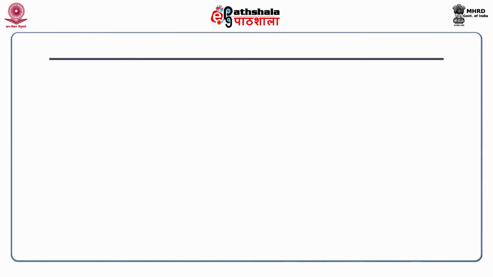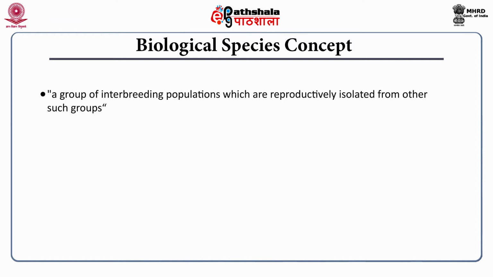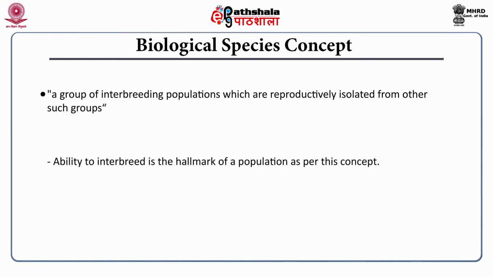The second concept, the biological species concept, which used to be the main concept before the phylogenetic species concept was introduced, is still popular among zoologists. Here the species is defined as a group of interbreeding populations which are reproductively isolated from other such groups. So reproductive isolation is the one defining feature of the species in the biological species concept. So the ability to interbreed is a hallmark of the population as per this concept.